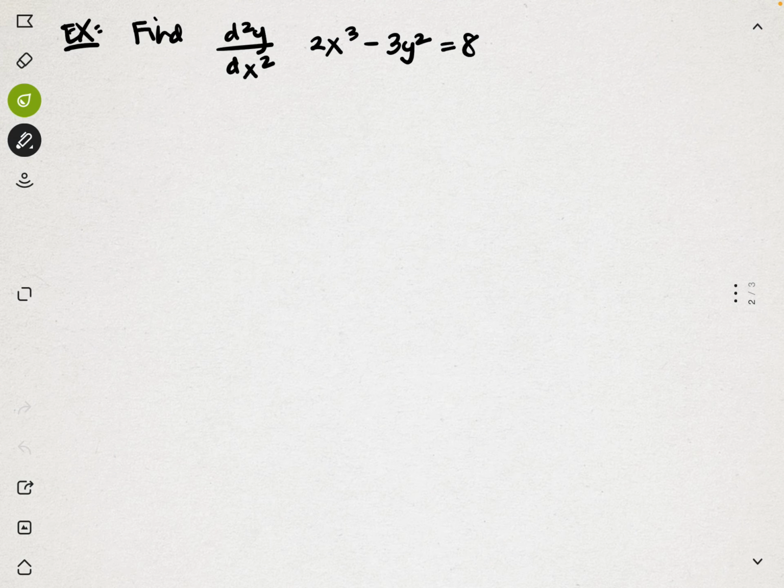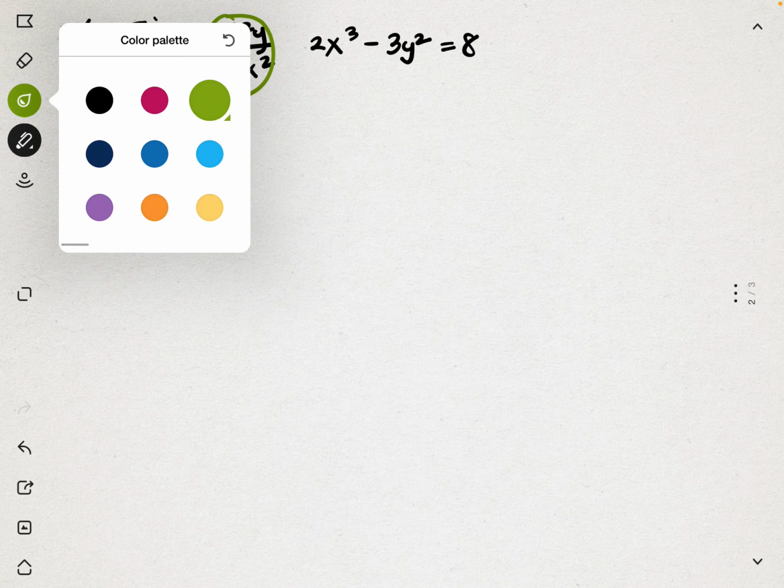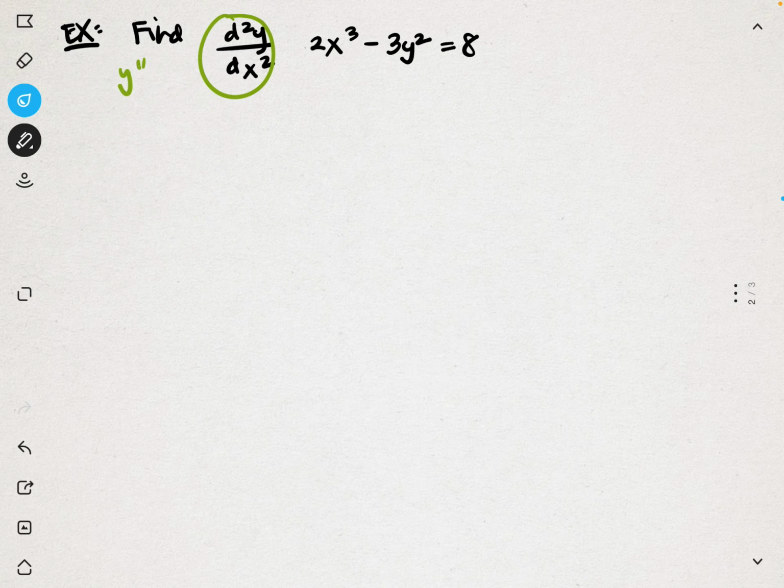So this one is saying find the second derivative. Now the notation's weird, so d squared y over dx squared, like it's inconsistent because the squared is on the d on the top and the squared is on the x on the bottom, but just know that this means the second derivative. Another way to write it would be y double prime. Okay, so let's go ahead and do that and see why this one's a little bit complicated.